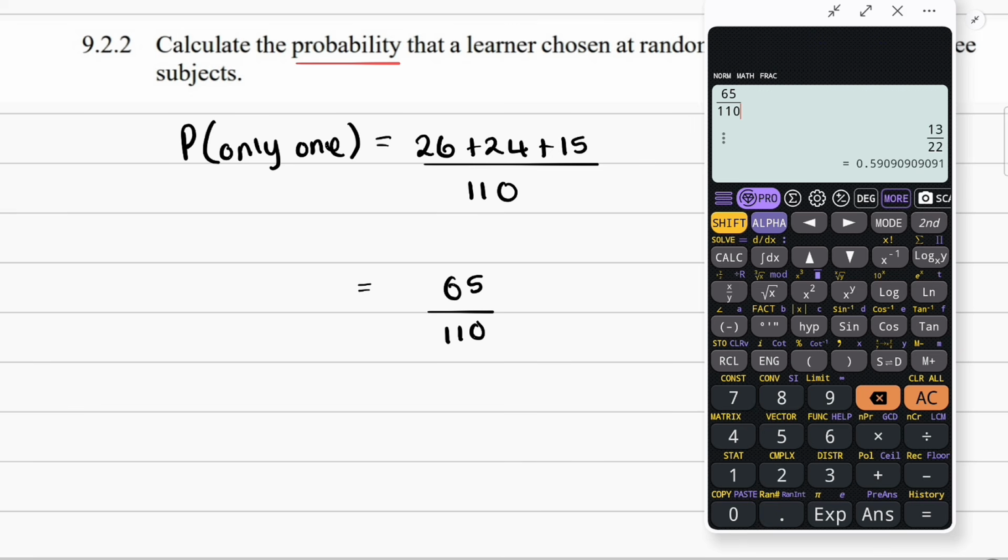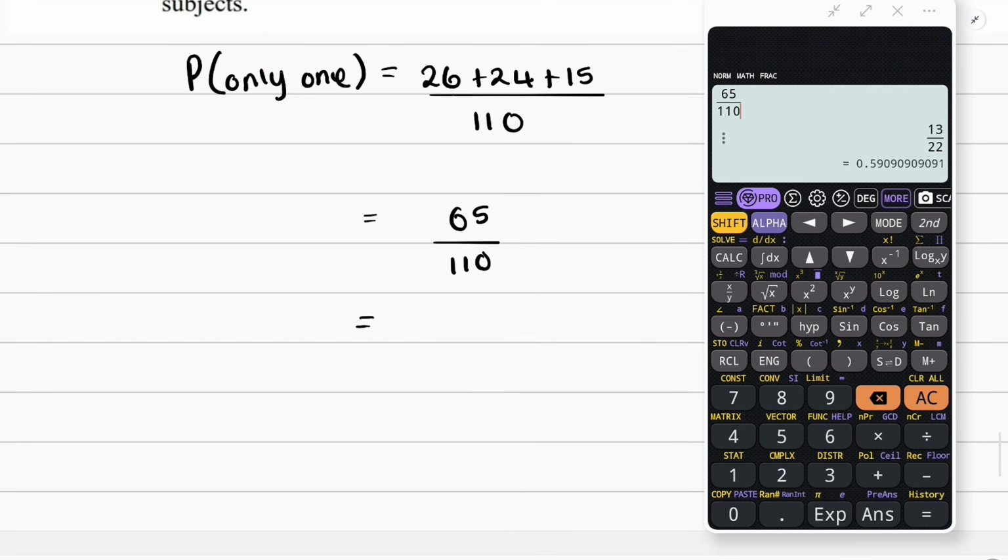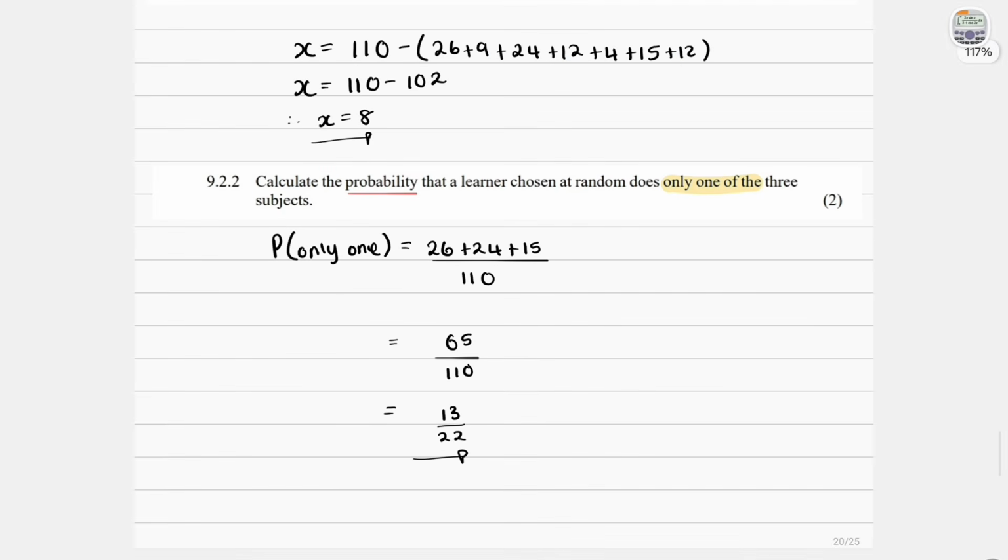So that is, I'll get it as a simplified fraction. That's fine to just leave it like that because I don't want to cut off anything. So 13 over 22 is our answer. And that is it for this question. Moving on to the next question.